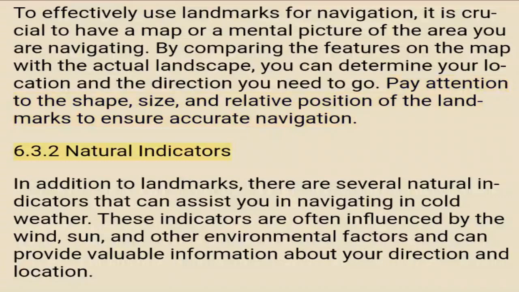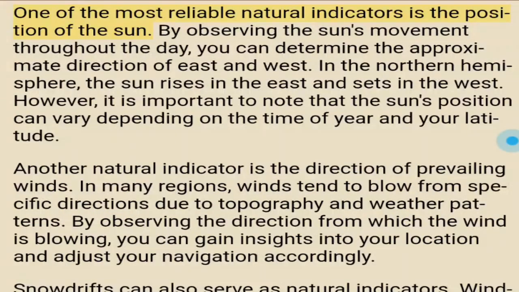6.3.2 Natural indicators. In addition to landmarks, there are several natural indicators that can assist you in navigating in cold weather. These indicators are often influenced by the wind, sun, and other environmental factors and can provide valuable information about your direction and location. One of the most reliable natural indicators is the position of the sun.